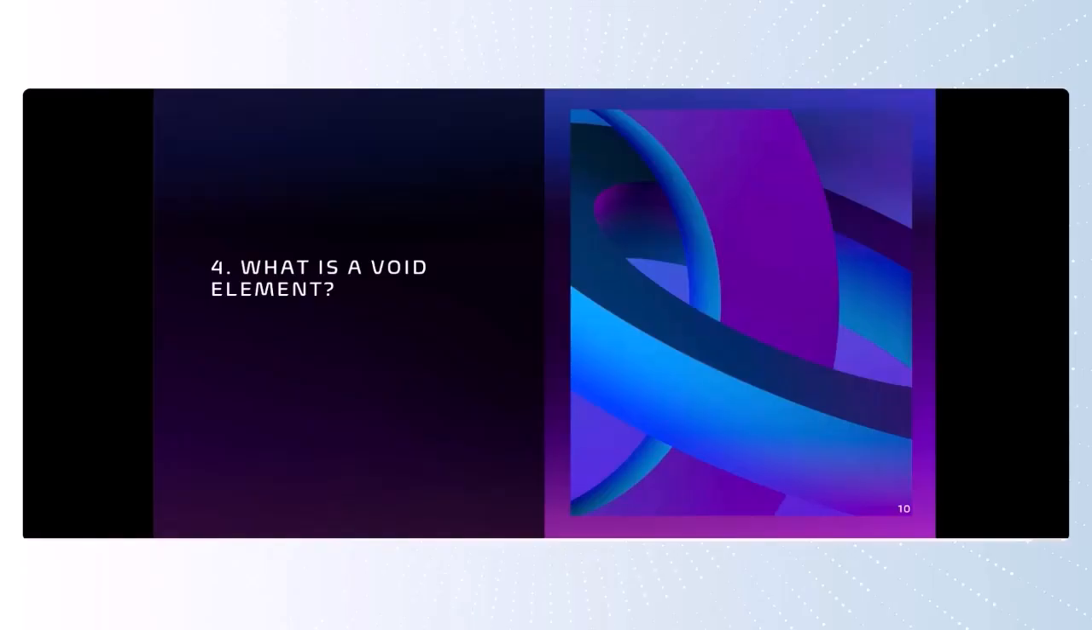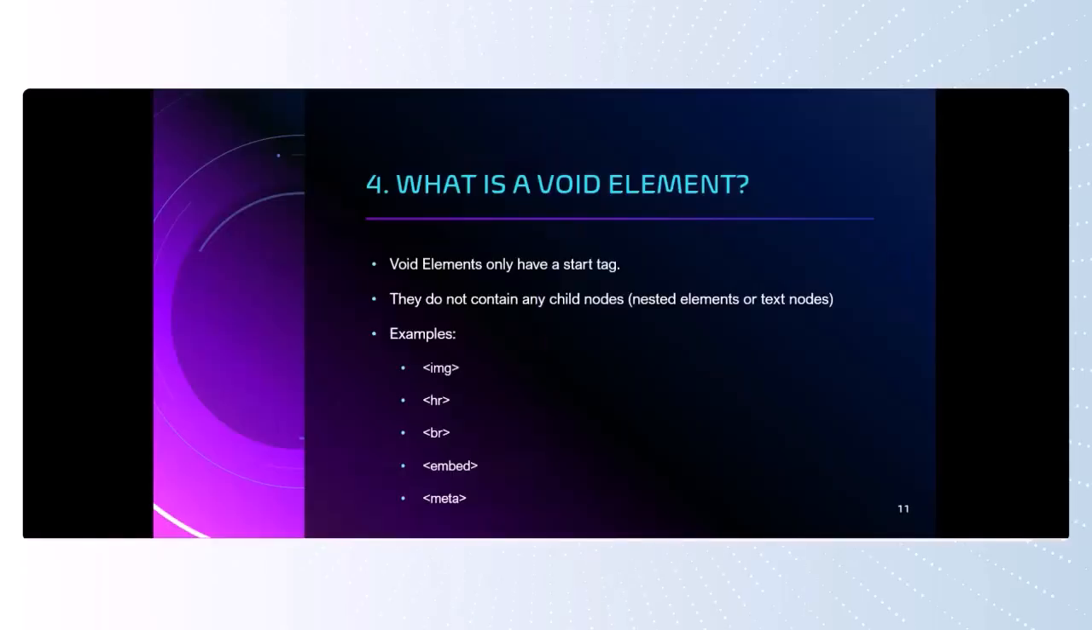What is a void element? Void elements only have the start tag. They do not contain any child nodes. There are no nested elements or text nodes. Examples are the image, the horizontal rule, the break, the embed, and meta.